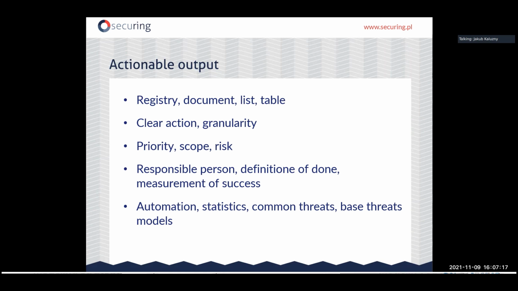Some measurements of success. And then comes a lot of automation, statistics, common threats, because this happens a lot. So common components share the same threats, right? If we have 10 systems and each of them consumes, I don't know, AWS S3 buckets, they share common threats. So it's good to stack the base threat models and apply just the previous actions that we designed for very similar products, right?